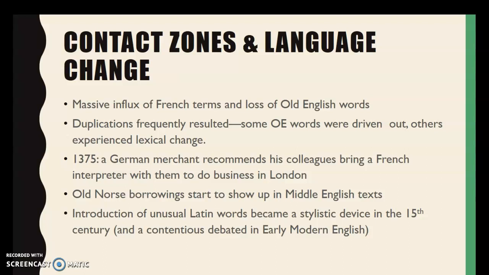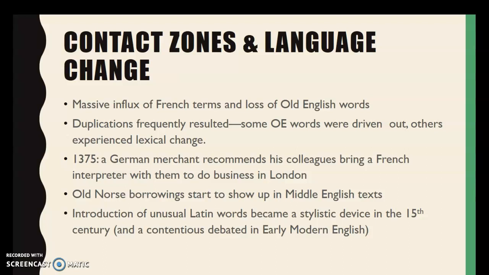This duplication meant that we developed different levels of synonyms: formal, learned, and popular. Even though French was on the decline, a German merchant in 1375 sent a letter to his colleagues to warn them that they would need a French interpreter when they came to do business in London.